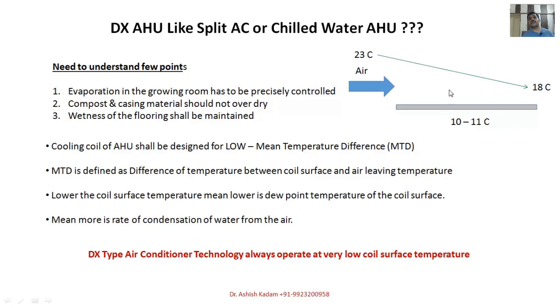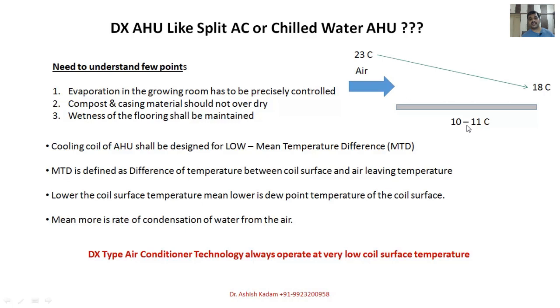And if you are designing it for 15 degree, then your difference will be 5 degree. So if you have 5 degree of temperature difference, then what will happen? Your rate of condensation of the water from the air will be less. So this is advantage, and this 10 degrees is basically called the dew point temperature in the language of the psychrometry. Psychrometry is the science of basically air and water vapor mixture.